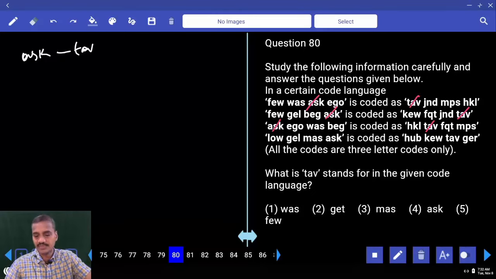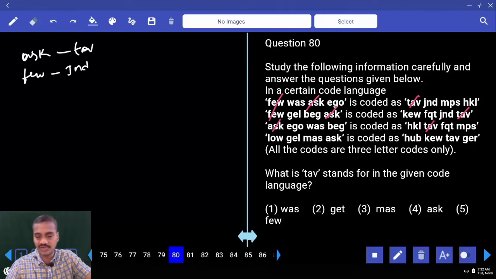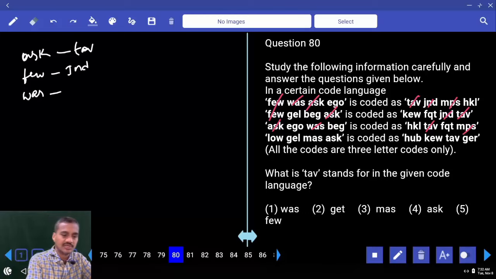And if you compare the first and the second, few is the only word that is common. And the code that is common between these 2 is JND. And next one, if you compare 1 and 3, was is the word that is common between the first and the third. Now, what is the code that is common here? JND is common, MPS and HKL, MPS is common. And the code given to the word was is MPS.